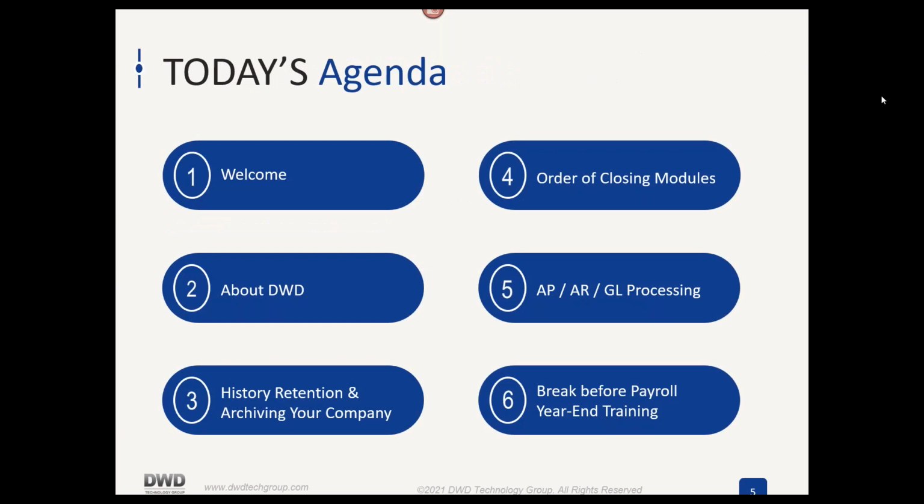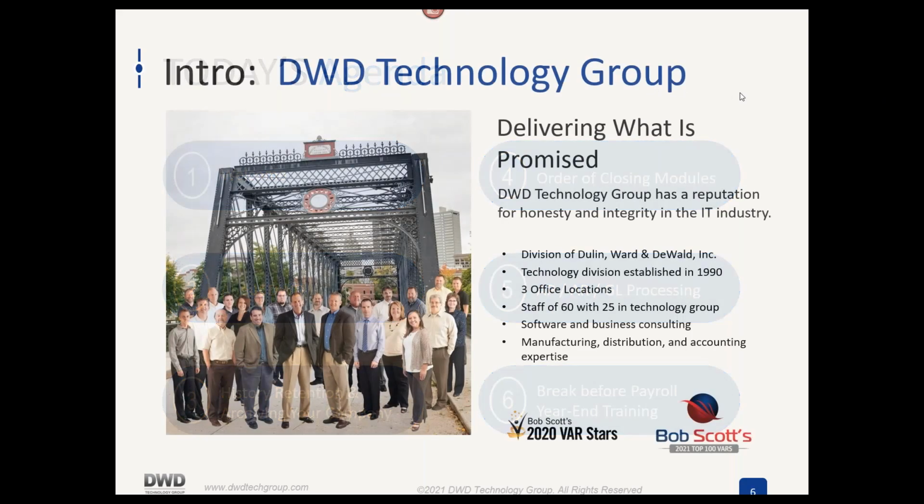On today's agenda, I've already kind of done the welcome thing. I would like to introduce DWD Technology Group to you, especially for those who are not familiar with us. We'll then jump into the core of the session, the first session here today, talking about history retention and how to make backups of your company. We'll talk about closing the modules. We'll talk about what goes on for year end for accounts payable, receivable, and general ledger. And then we'll open up for some questions and be able to take a short break for any of you who are sticking around for the payroll portion of today's session.